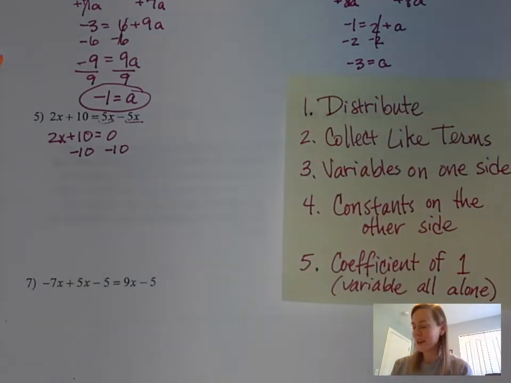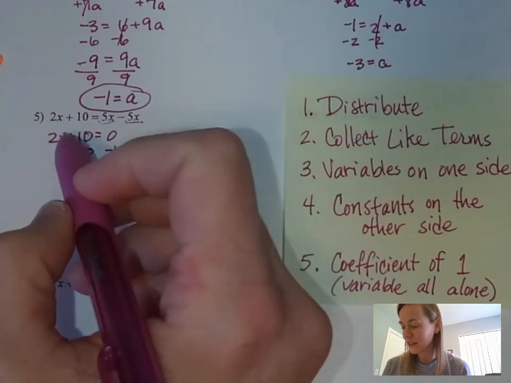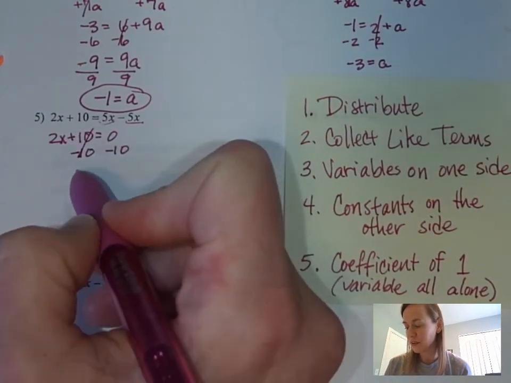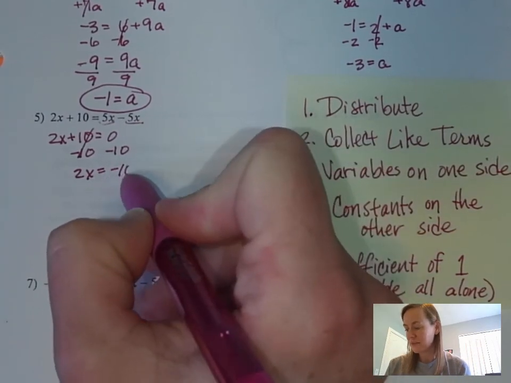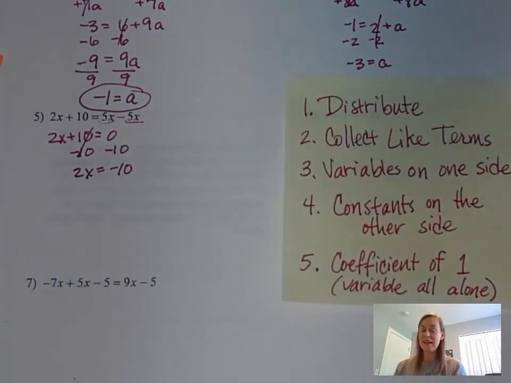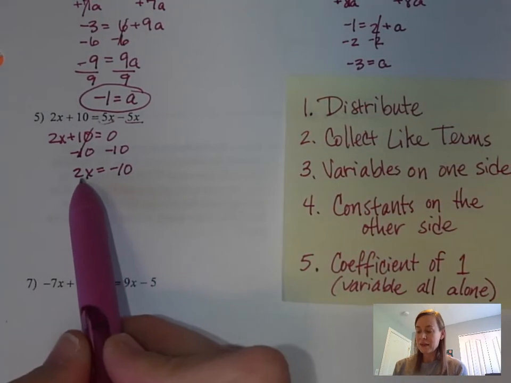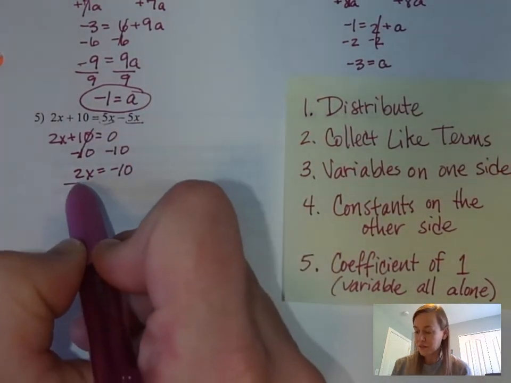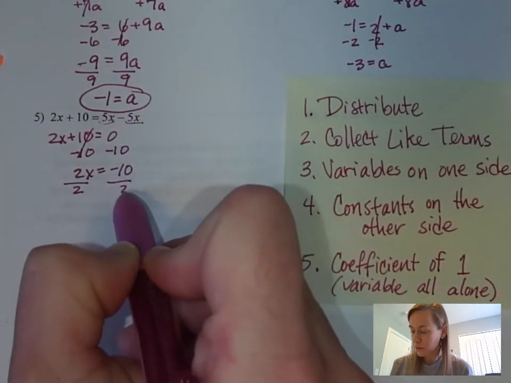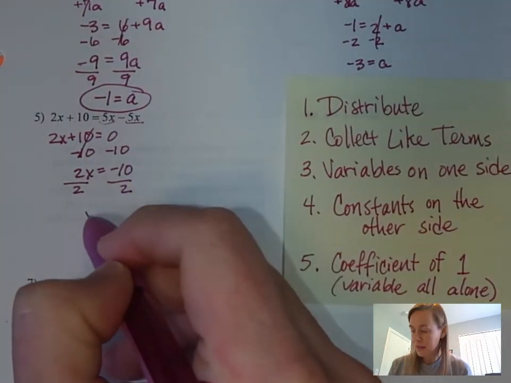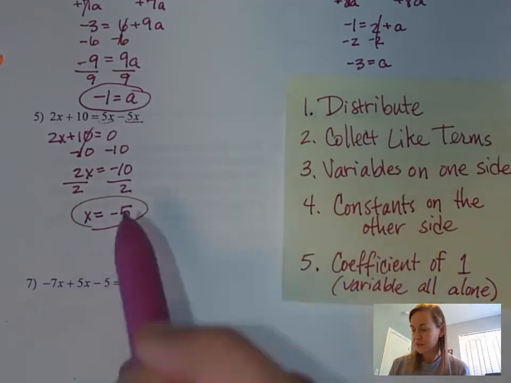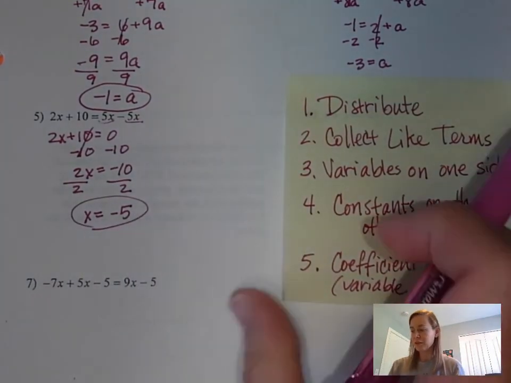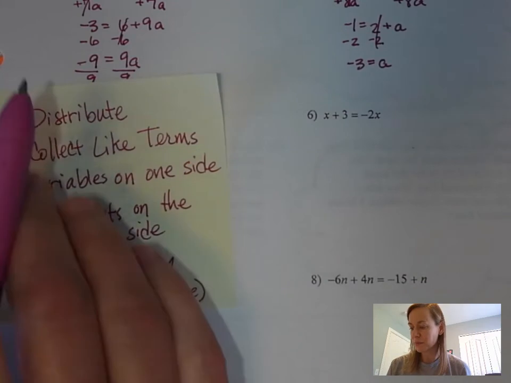Sorry about that. Subtract that from both sides and you're left with, this goes to 0, so you're left with 2x equals negative 10. Okay, only one more step. You want that x by itself, so we're going to divide by 2. And you get x equals negative 5. There you go.